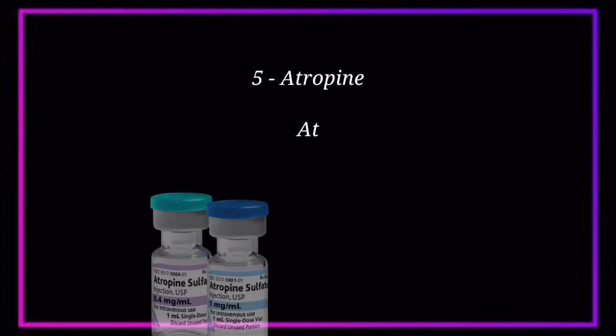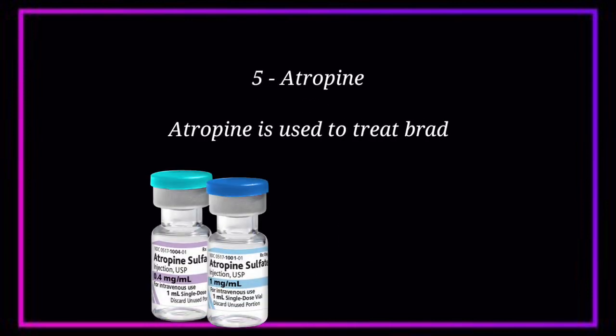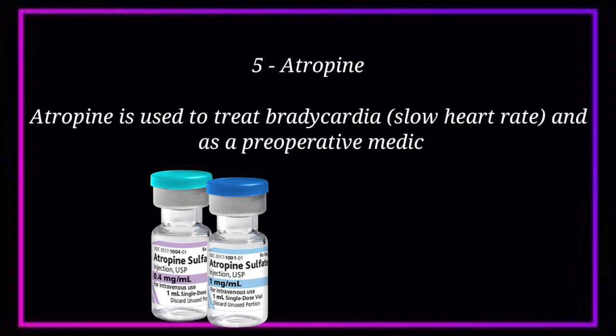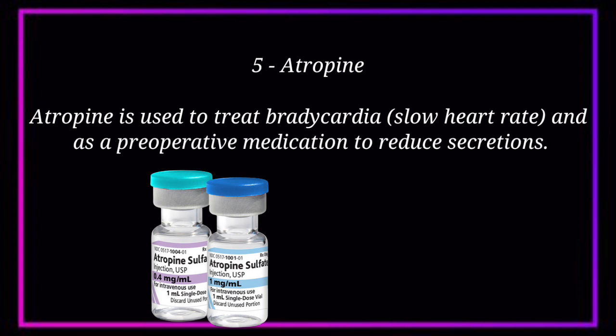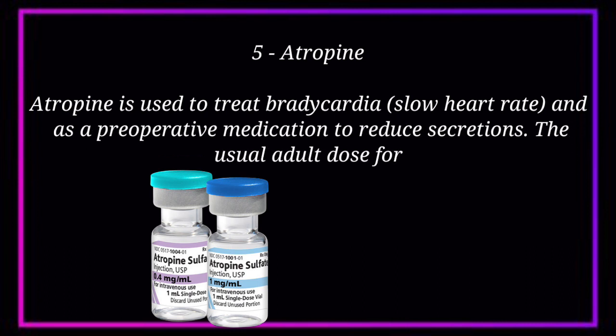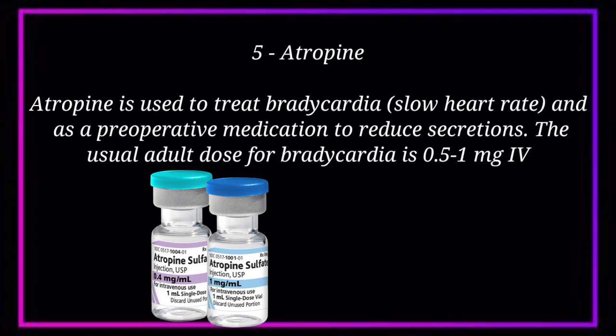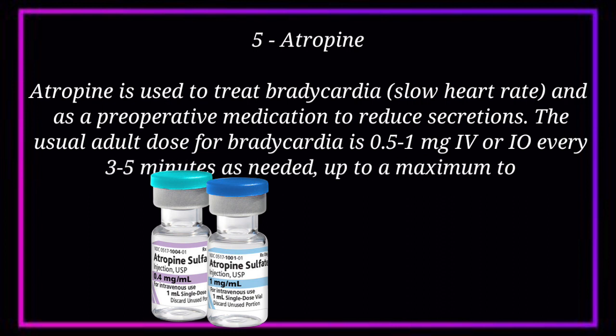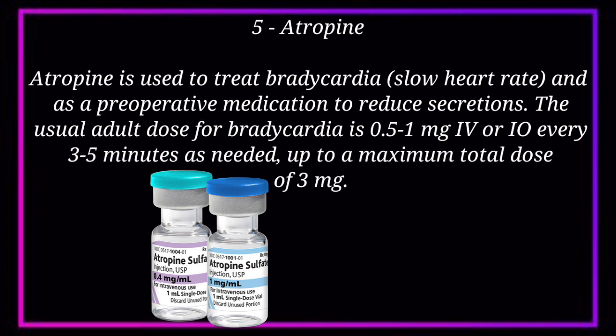Number 5. Atropine. Atropine is used to treat bradycardia, slow heart rate, and is a preoperative medication to reduce secretions. The usual adult dose for bradycardia is 0.5 to 1 mg IV or IO every 3 to 5 minutes as needed, up to a maximum total dose of 3 mg.